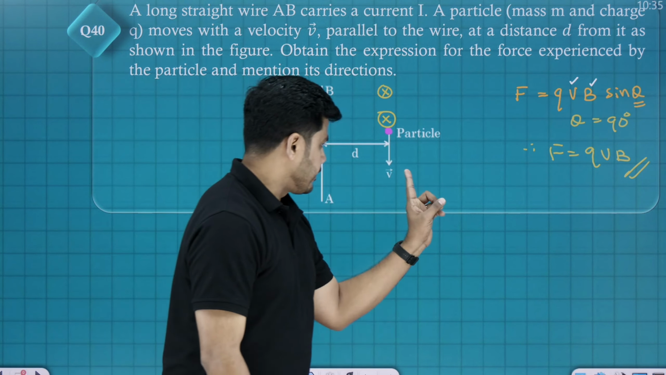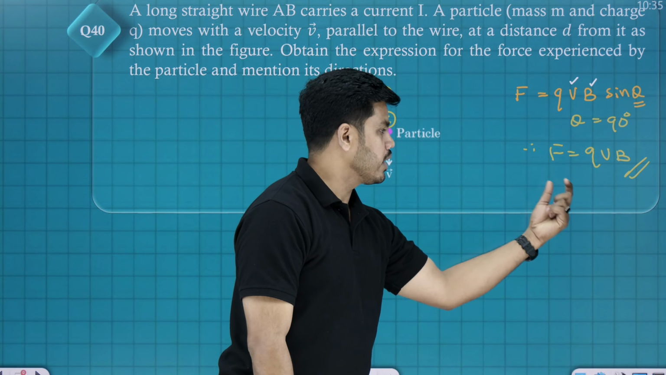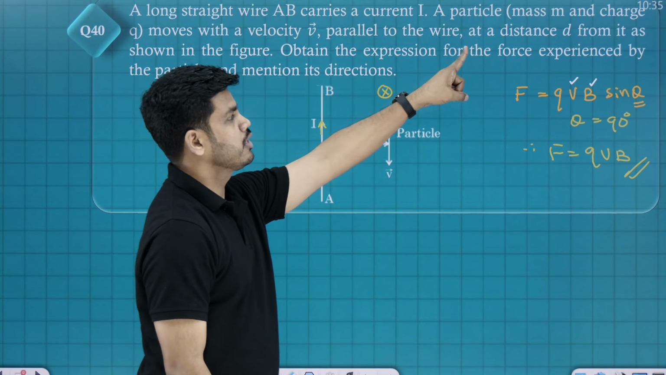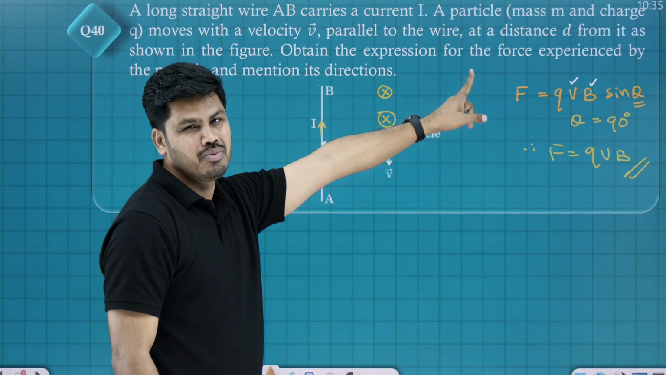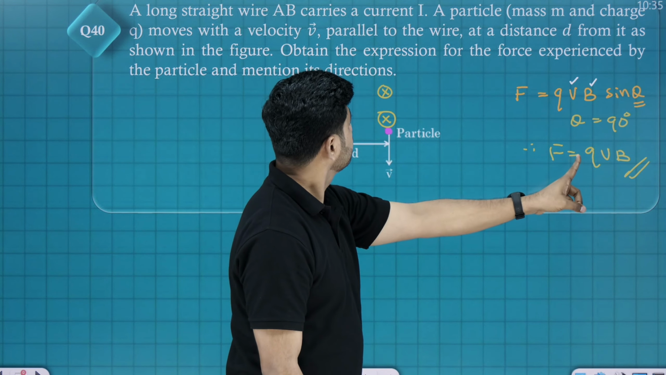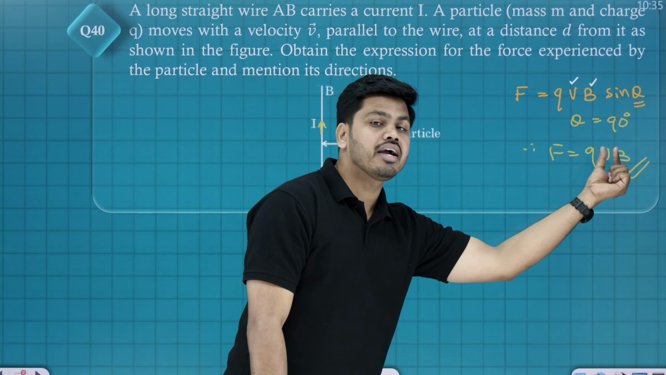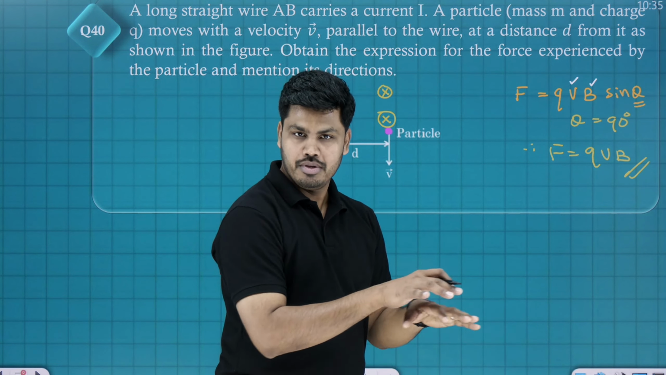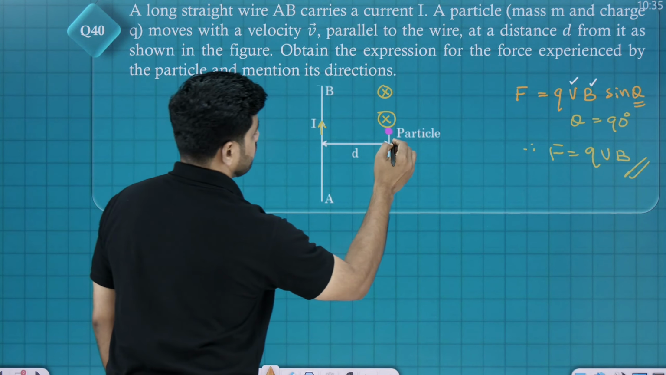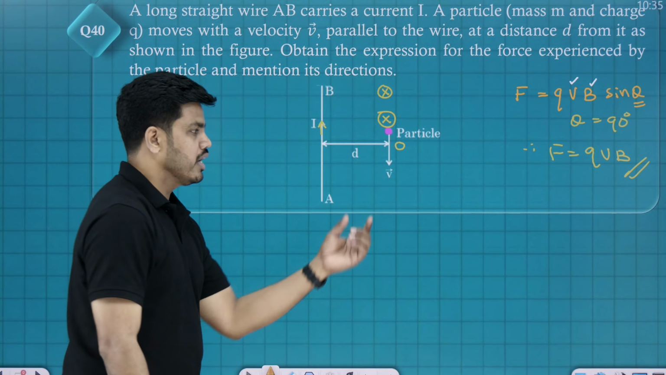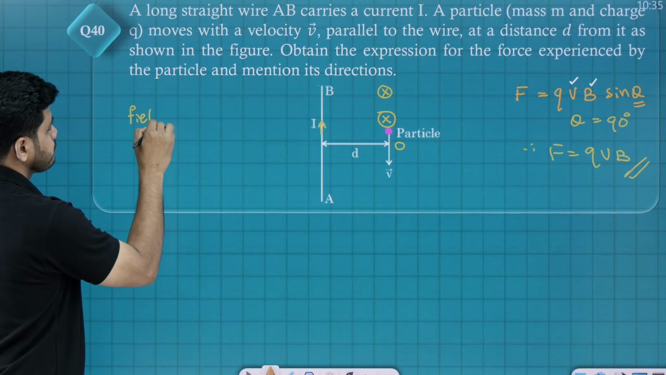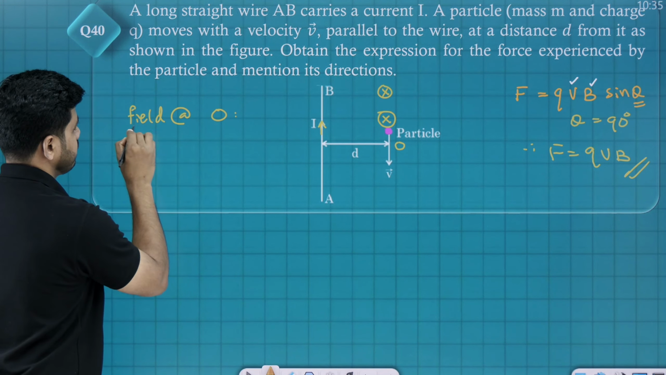So the expression for force is ready. Here Q is just Q, which is given in the question. V is just the velocity, that's also given. B is the magnetic field, that quantity is to be substituted, and that will be the end of the calculation. So what will be the magnetic field? Suppose the particle is located at a point O. What will be the magnetic field at the point O? How will you calculate it?